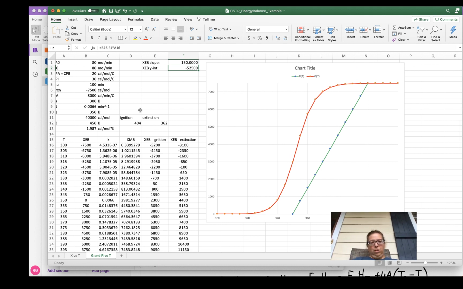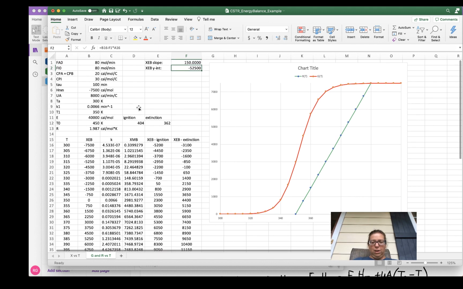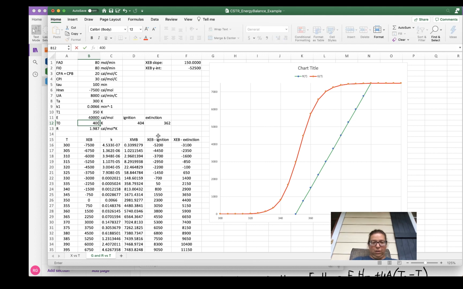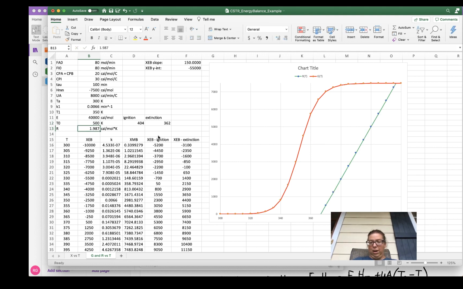So how do we get those to change? We know that we can get the y-intercept to change. That's going to be when we shift this term to the left and to the right. So we know we can do that by changing the feed temperature. So if I change the feed temperature, for example, to 400, then my line shifts to the left, whereas if I switch it to 500, my line shifts to the right. So basically, if I want to shift my energy balance curve or my R of T curve, I need to change the feed temperature.